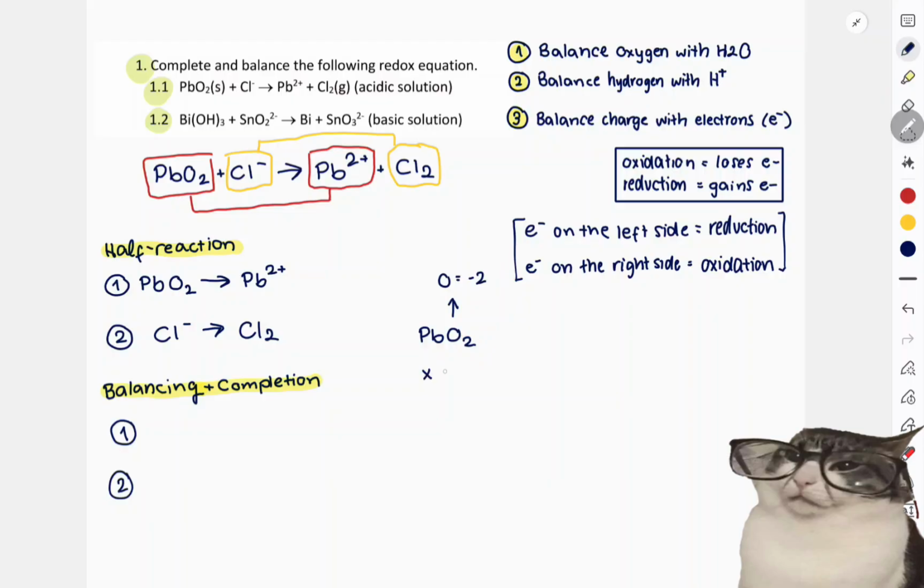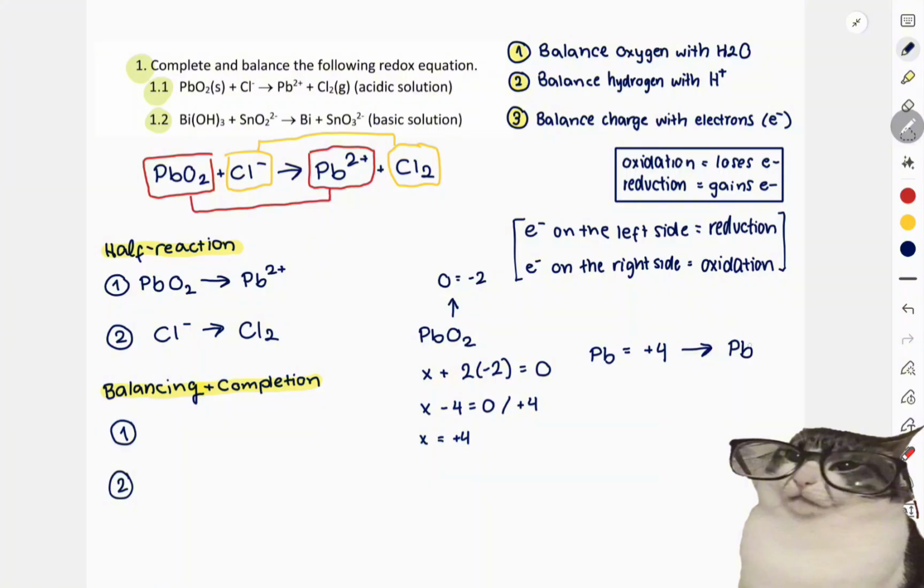So let us set up the equation and solve for lead, solve for X. So X plus 2 molecules of oxygen multiplied by -2, that is the oxidation state of each oxygen. And now let us simplify and just solve for X. And in the end we get X as +4. So the oxidation state of lead in this compound is +4.